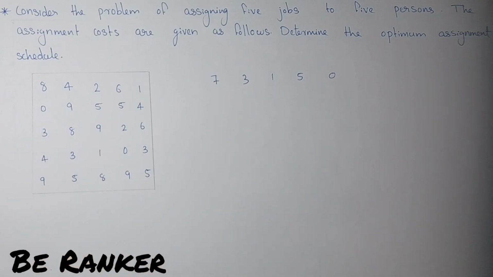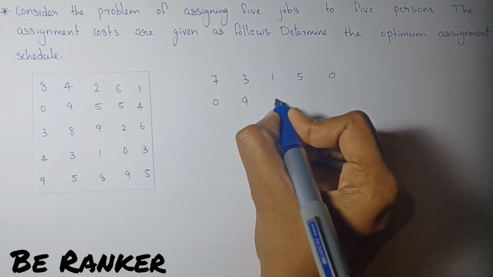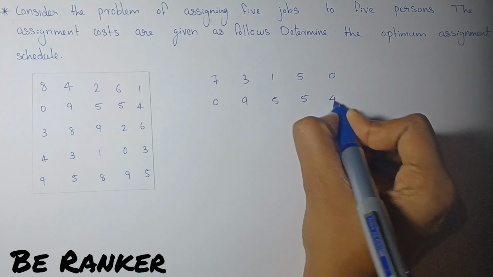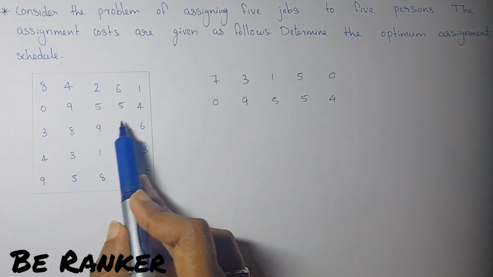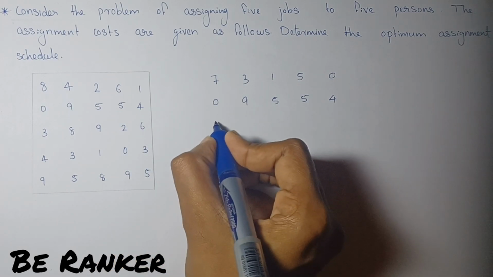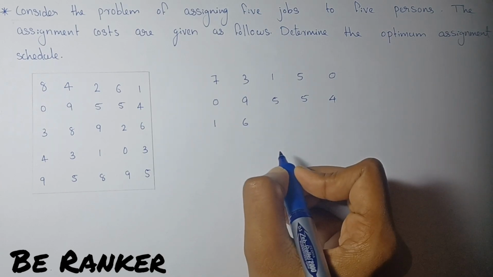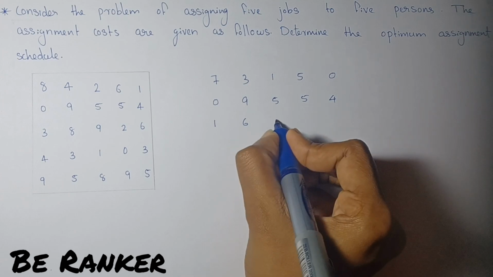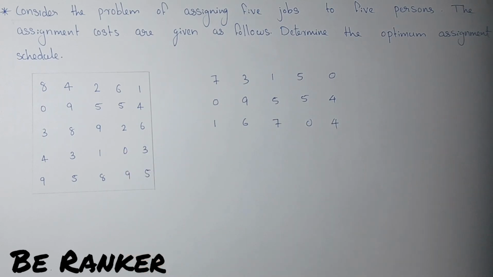In the second row, 0 is the minimum value, so there is no change in that row: 0, 9, 5, 5, 4. In the third row, this 2 is the minimum value. So 3 minus 2 is 1, 8 minus 2 is 6, 9 minus 2 is 7, 2 minus 2 is 0, 6 minus 2 is 4.